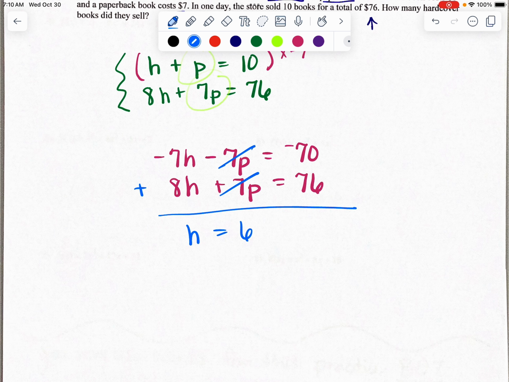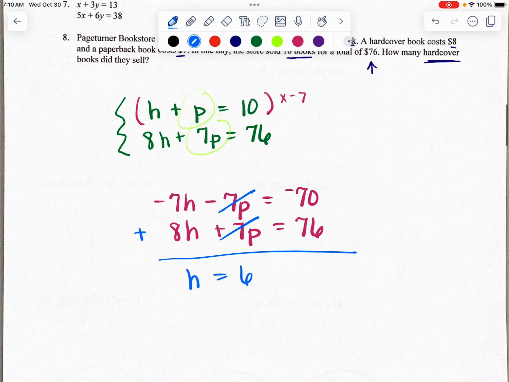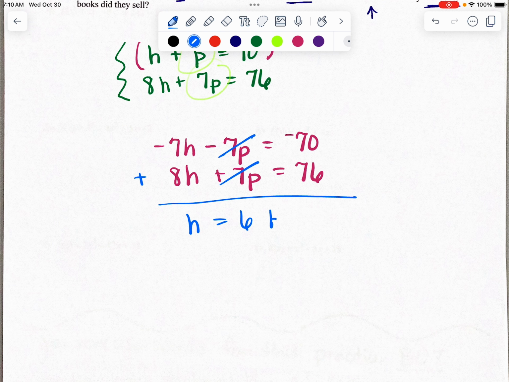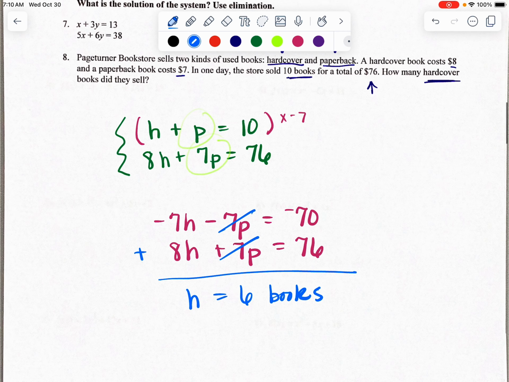There's nothing else to solve there. And that's the answer to my question, right? How many hardcover books did they sell? H was hardcover books. They sold 6 hardcover books. And that is the answer to number 8. Now be careful. Make sure and read the question, because like yesterday we had to do something extra.